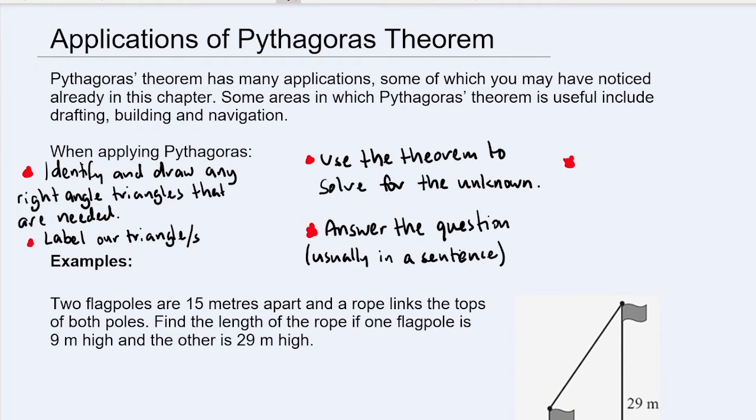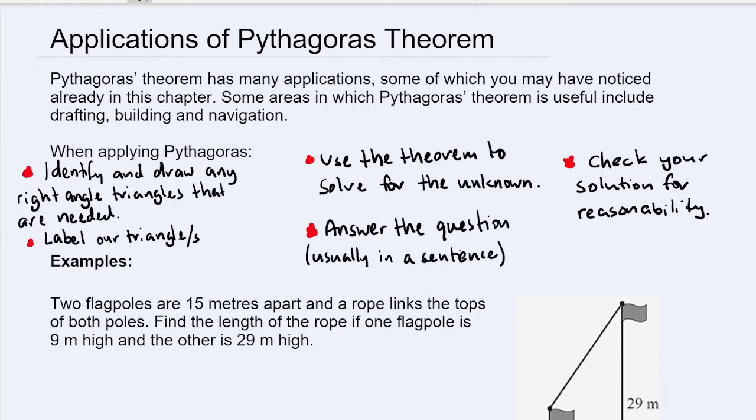And then the last thing that you want to do is you actually want to check for reasonability. So you want to make sure that your answer makes sense. So if you have a couple of sides that say are 3 meters and 4 meters, you don't want the third side to be 27 meters. Okay, it needs to make sense within the context of the question.